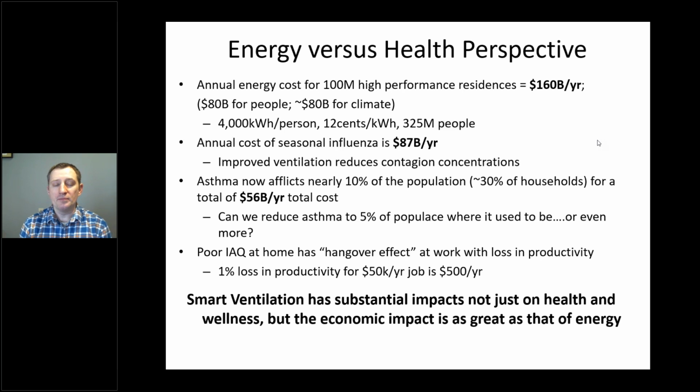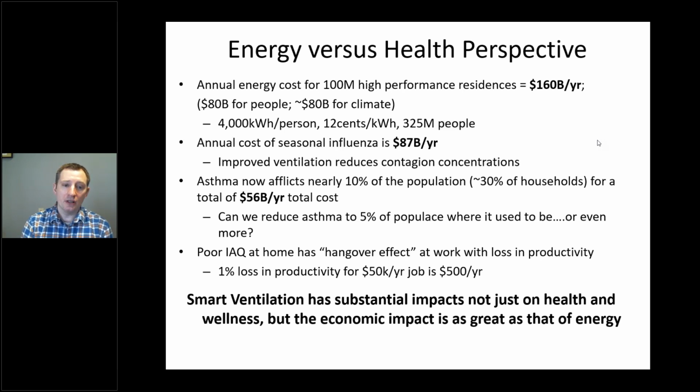If we assume 100 million high performance homes across the US, it would cost about $160 billion a year to condition these homes, power these homes, about 4,000 kilowatt hours per person a year, 12 cents per kilowatt hour, come up with about $160 billion. Just the annual cost of influenza throughout the United States per year is $87 billion. So half the energy costs for high-performance homes throughout the country, half of that is the cost of just influenza.